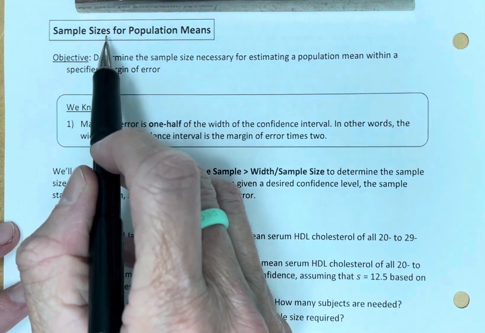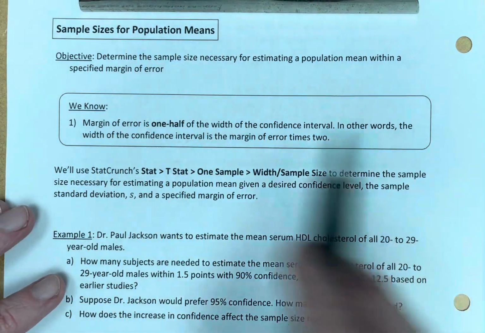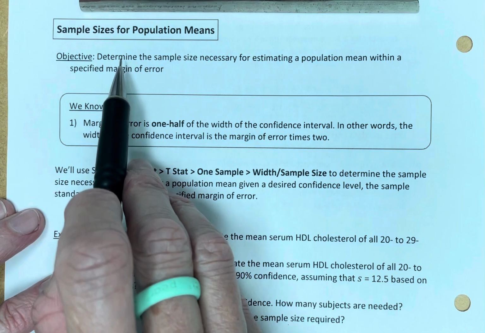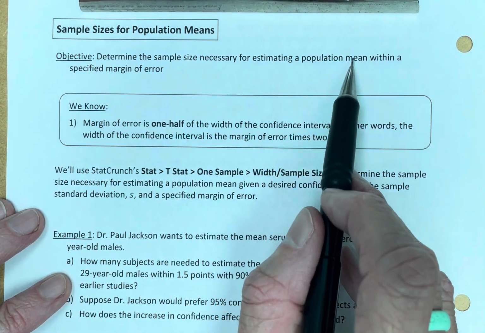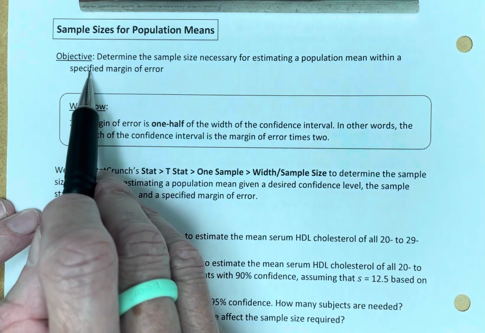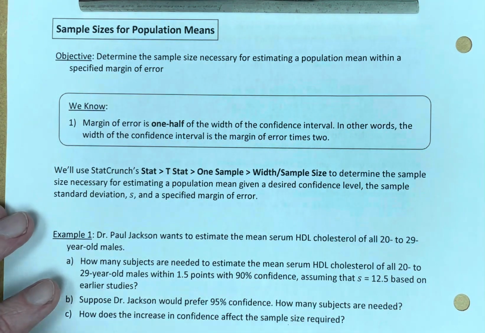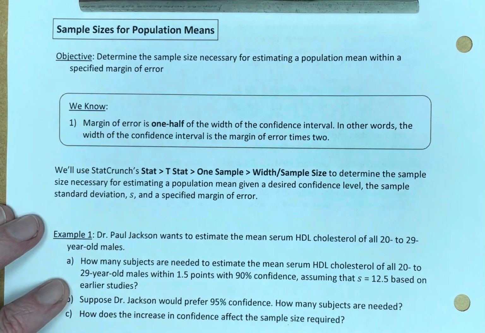Sample sizes for population means. Our objective? Determine the sample size necessary for estimating a population mean within a specified margin of error. Let's remind ourselves what we know.